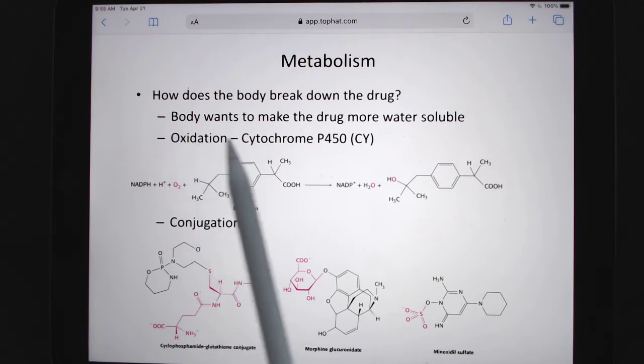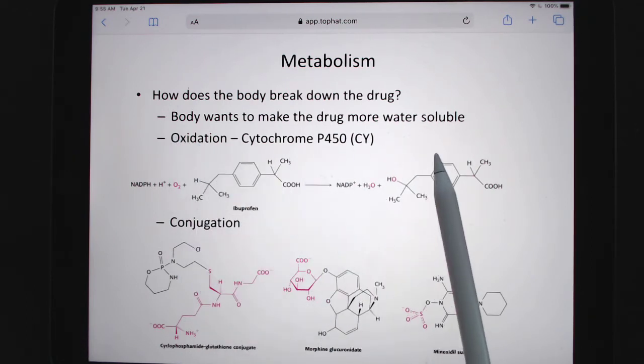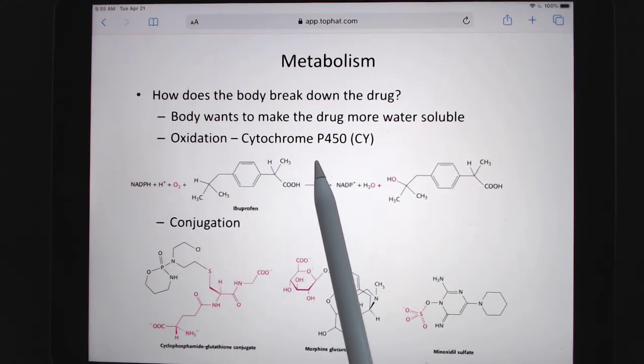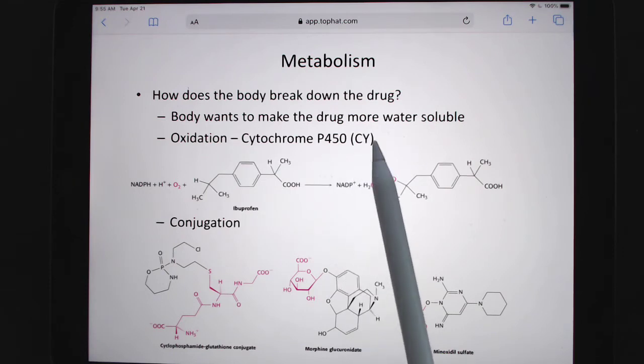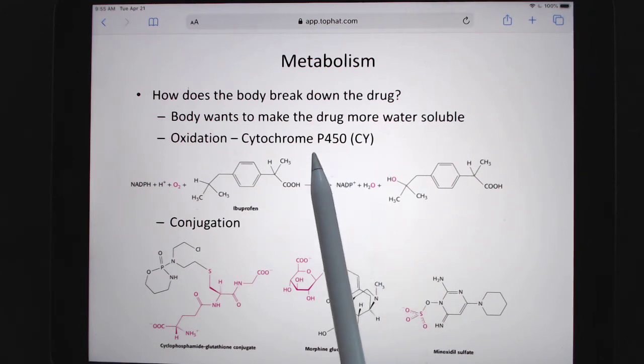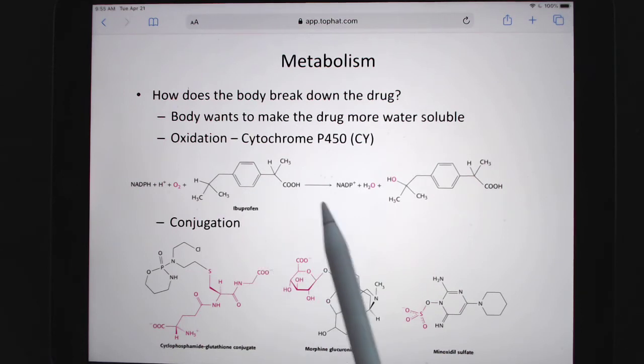Okay, so what your body really wants to do is make the compounds more soluble. If they become more soluble, you can then excrete them. There are several different ways it can do this. You can use these cytochrome P450s. It's 450 because they're iron bound inside of a porphyrin, and so they absorb at 450 nanometers. That's what the 450 stands for. What they do is oxidize.